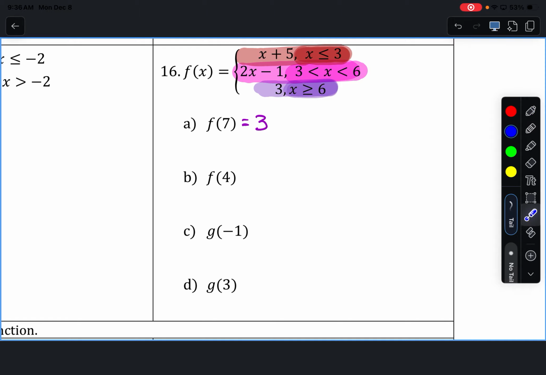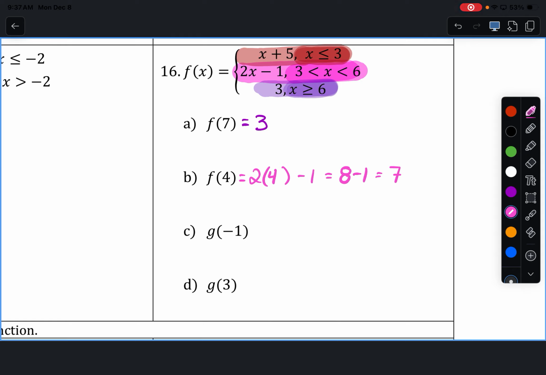Okay, now for the second equation, we have f of 4. Which one do I use for that? The second one, okay? Because is 4 less than or equal to 3? No. Is 4 between 3 and 6? Yes. So we're going to plug into the second equation. So we have 2x minus 1. What am I plugging in for x for this problem? So what is 2 times 4? What is 8 minus 1?